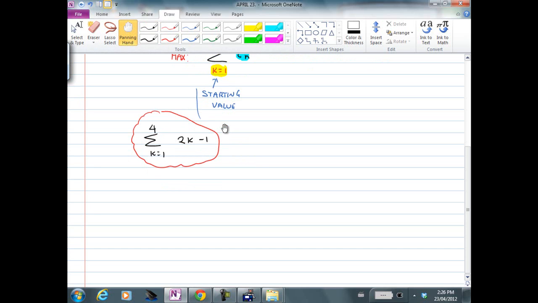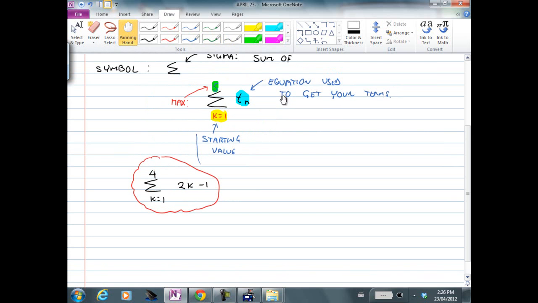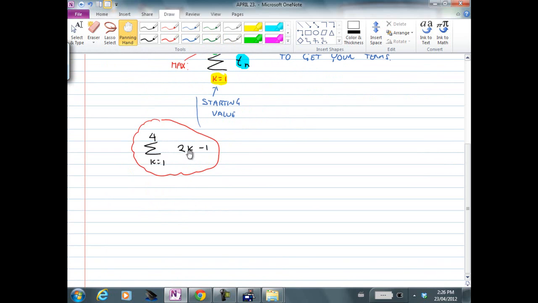So 2k minus 1. What we're going to do is, we know this is going to be sum of. First of all, this is my formula used to get your terms. So we're going to let k be 1, whatever is where your k starts. So my first term is 2 times 1 minus 1. That's my first term, which is equal to 1. I want you to tell me what my second term is. To find your second term, we let k not be 1 anymore, but now we let k be 2, because we start from k equals 1, then k equals 2, then 3, and then all the way up to 4.